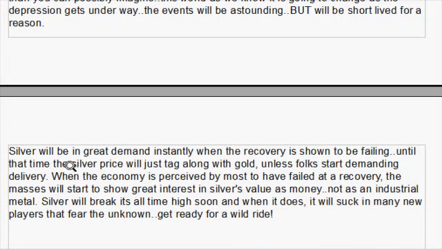Until that time, the silver price will just tag along with gold, unless folks start demanding delivery. When the economy is perceived by most to have failed at a recovery, the masses will start to show great interest in silver's value as money, not as an industrial metal. Silver will break its all-time high soon, and when it does, it will suck in many new players that fear the unknown. Get ready for a wild ride.